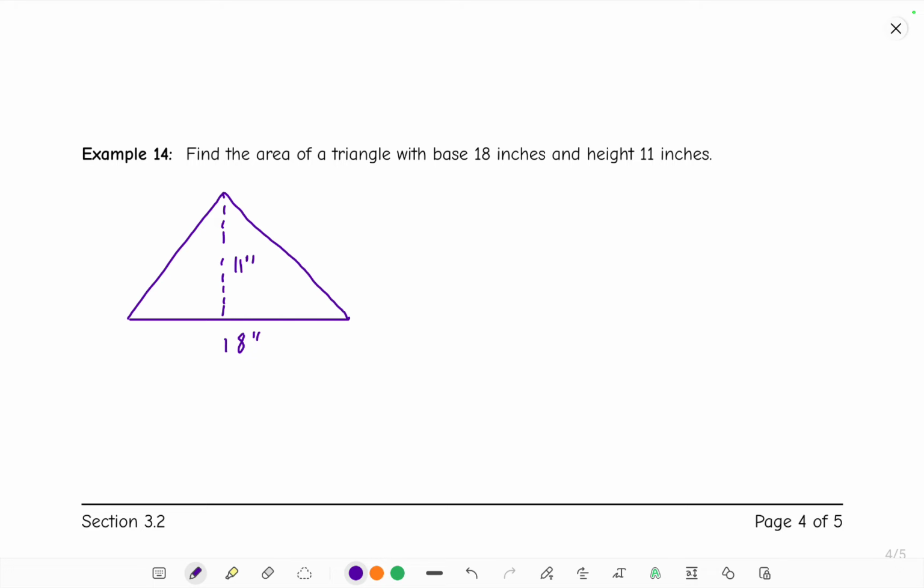Now I want to find the area of this triangle. Well, the area formula for a triangle is 1/2 base times height. So that's 1/2 times 18 times 11. Well, half of 18 is 9. So this is 9 times 11, which is 99. So the area of the triangle is 99 inches squared. And that's because we took inches times inches to give us the inches squared.